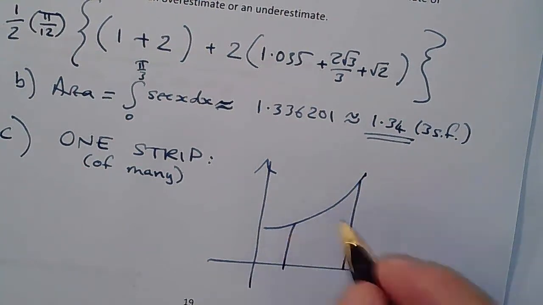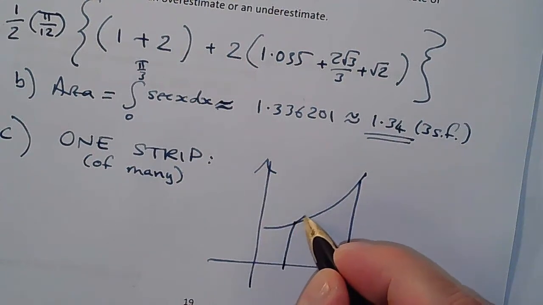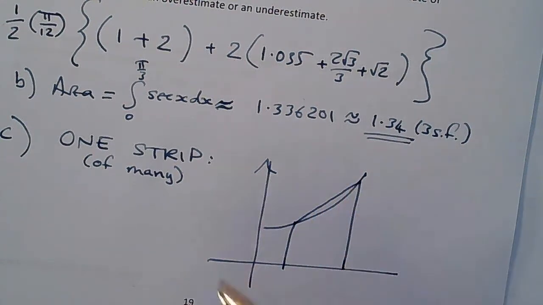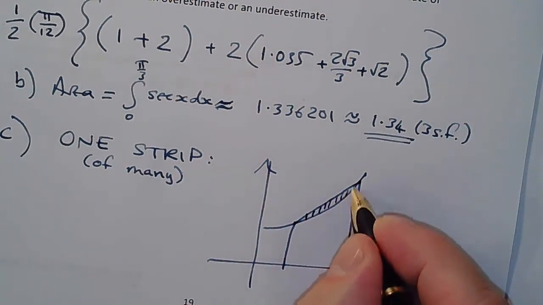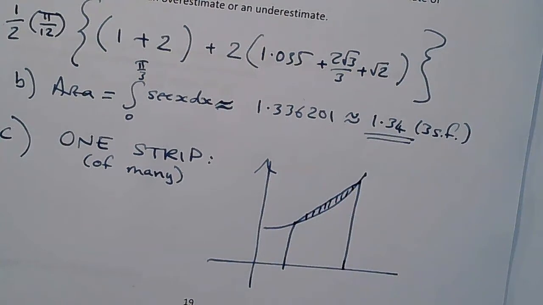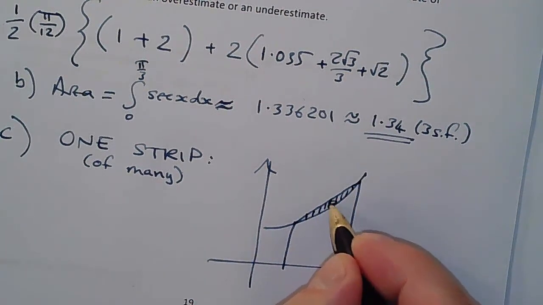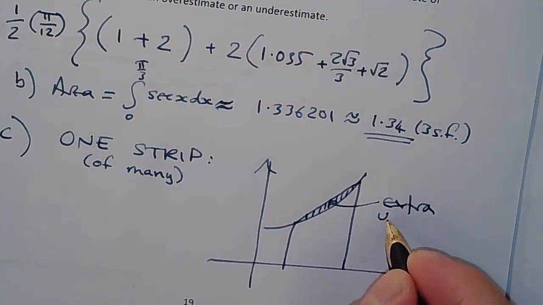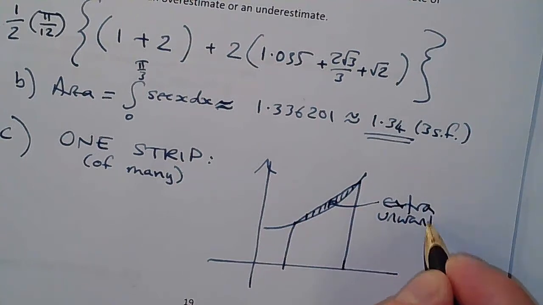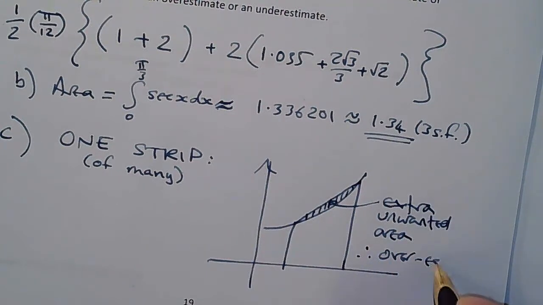Anyhow, if we just consider one strip of many, because the graph was curving this way, the trapezium we've worked out, actually there are 3 trapeziums, but every one of those trapeziums would have had area. This shaded area is included in the trapezium, so it's included in our answer. But this is extra unwanted area. We wanted the area under the graph. We didn't want this shaded bit. So this is extra unwanted area. Therefore, we've got an overestimate.